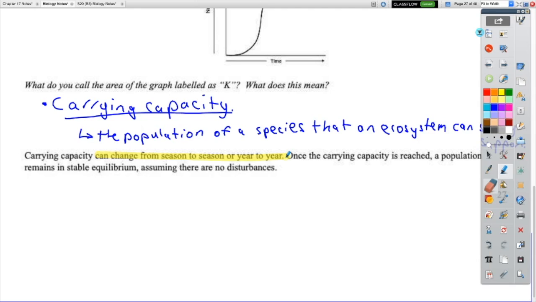So once the carrying capacity is reached, a population remains in what we call stable equilibrium, which just means it'll be roughly around that population. It might go a bit up, might go a bit down, but it'll stay around there, assuming there are no disturbances. If there's a disturbance, it will adjust, and there will be a new carrying capacity that will eventually be reached.